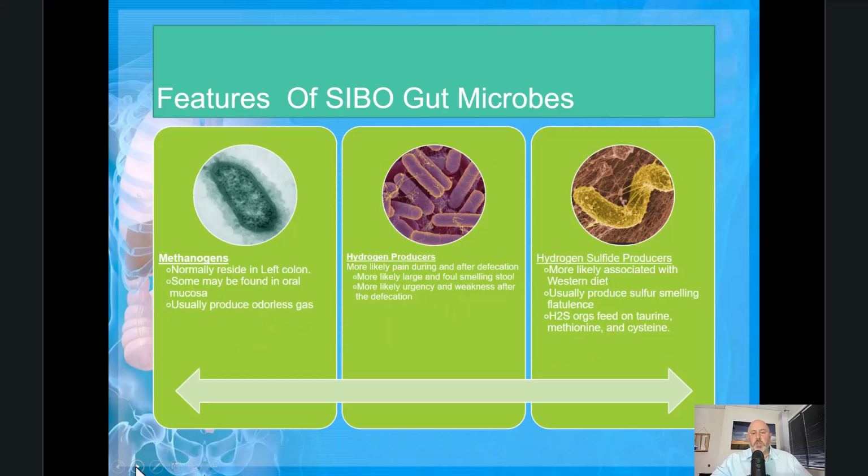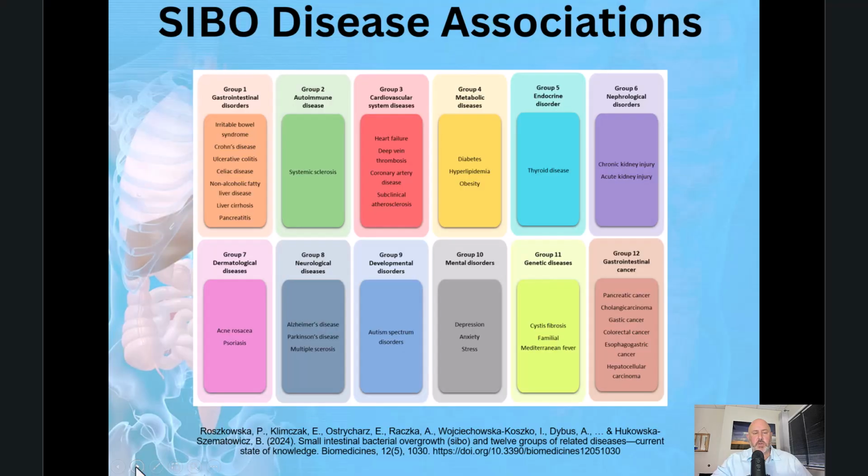There are some more features to discuss. You'll see that IBD patients generally don't deal with methanogen problems. Most IBD patients are going to be focused on hydrogen production issues and hydrogen sulfide production issues. SIBO is associated with so many conditions. You can see it well represented in the literature. And usually it's either an association, or it can actually be a driver or contributor to the disease process.